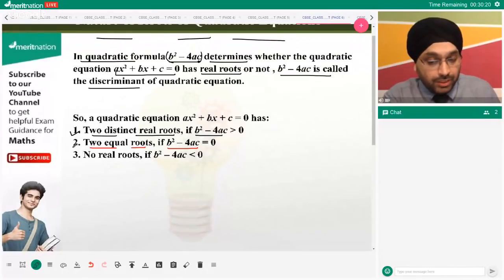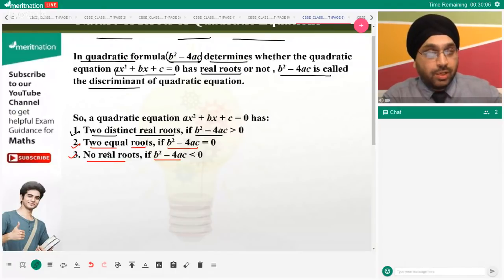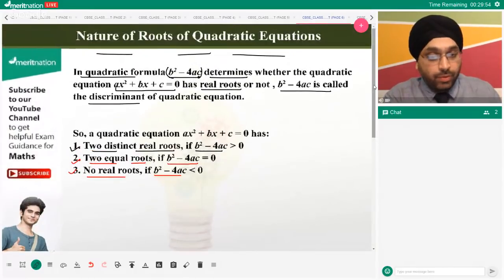Then, guys, the third condition is what? When b square minus 4ac is less than 0, this means we don't have any real roots, but we can always have imaginary roots. But you will learn more about imaginary roots in your higher classes. You just need to stick to the basics, stick to your syllabus as per CBSE 10 standard. I hope the things are pretty clear with everyone. What's the meaning of nature of the roots? What are the three conditions possible? Great. So guys, let's move forward then.